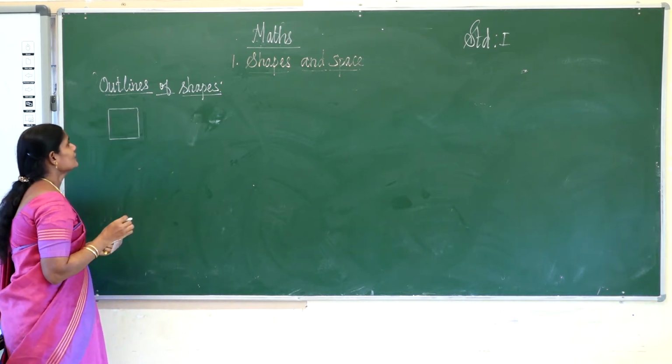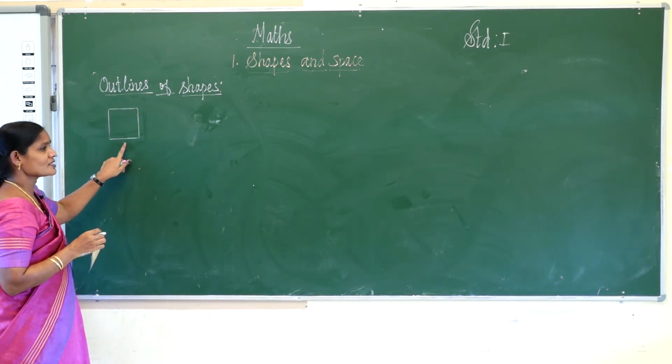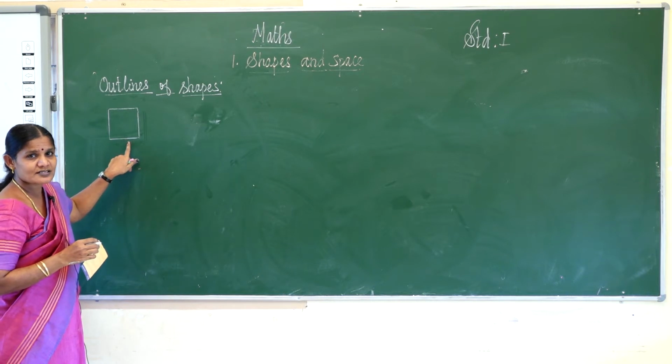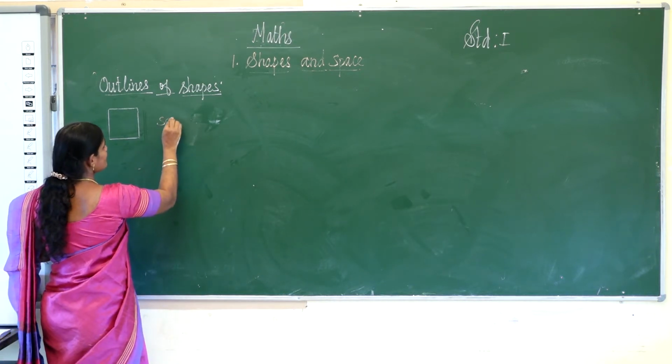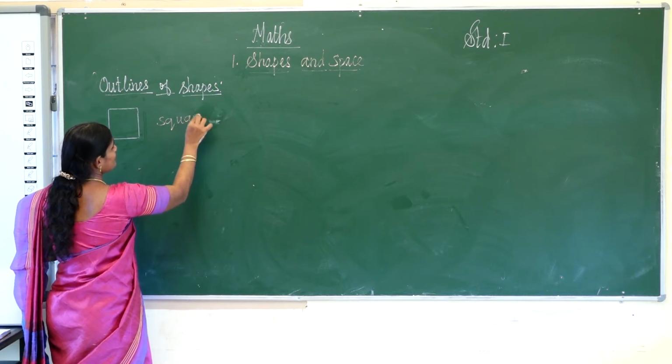Okay, then what is this? What is this type of shape? This is a square. Okay, so this is square.